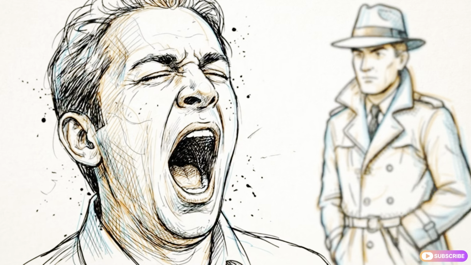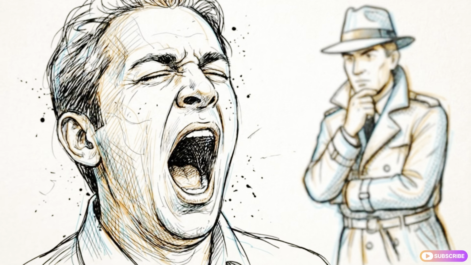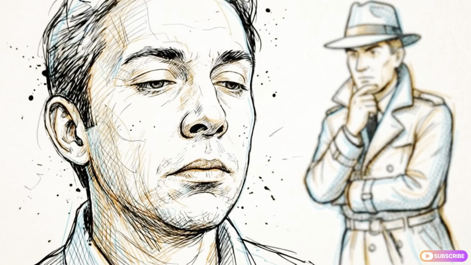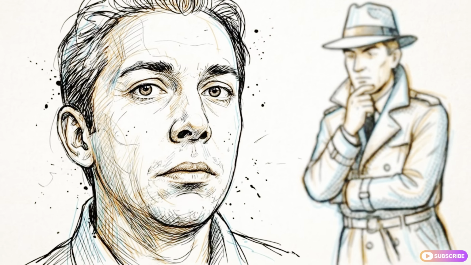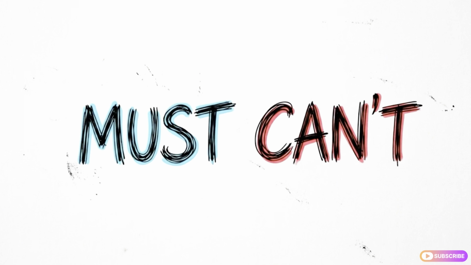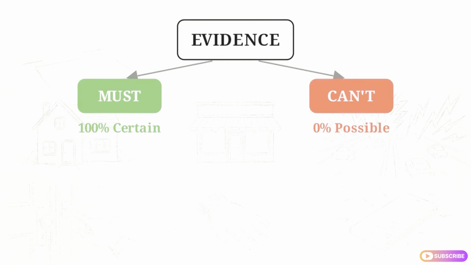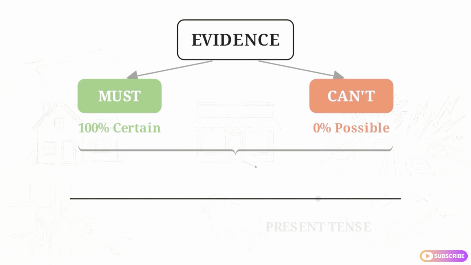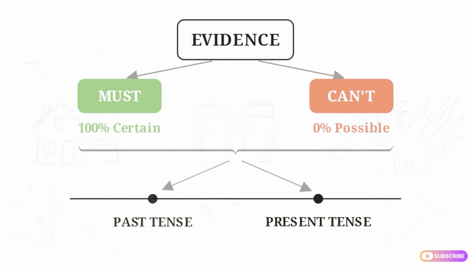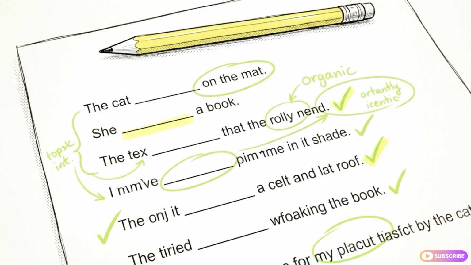In English grammar, we often take a simple, everyday observation and work backward to find the underlying logic. To do this, we rely on two specific modal verbs, must and can't. These allow us to state that a fact is either a certainty or a total impossibility based on the evidence available. We will break down the mechanics for both present and past tense scenarios. Once the rules are clear, we'll move straight into the worksheet to solve the first few problems together.